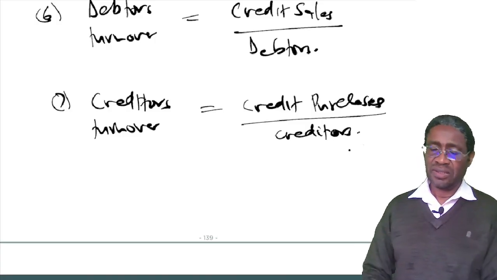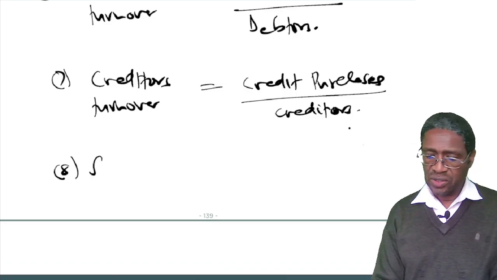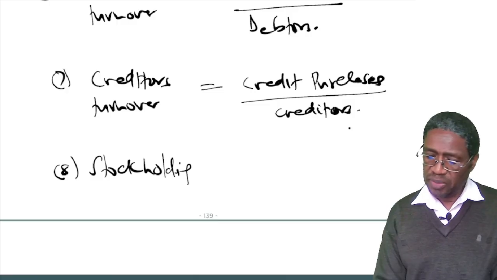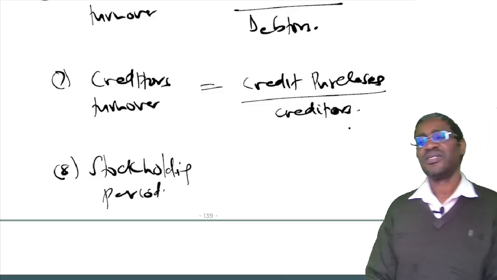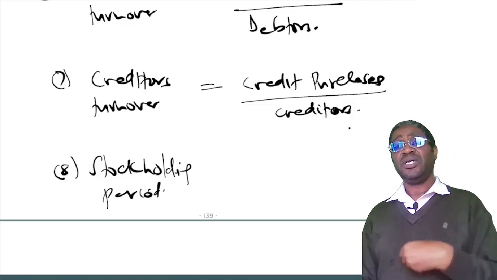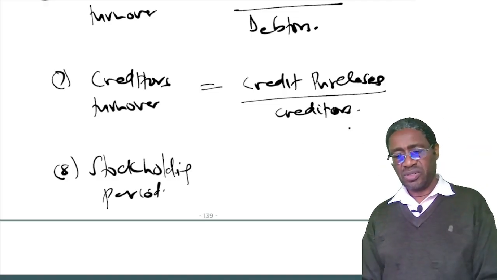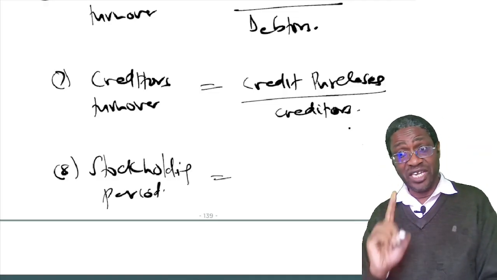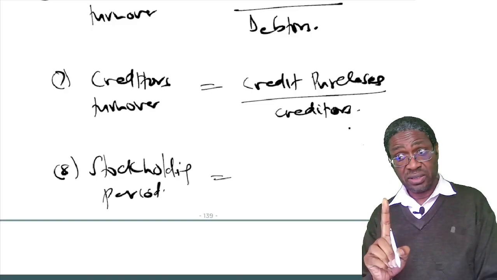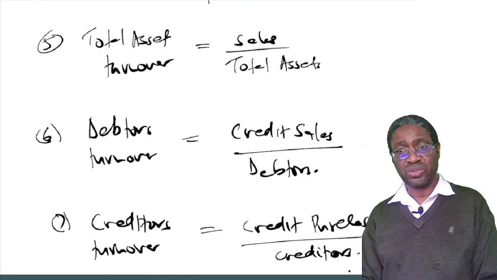Next, number 8, stock holding period. What do you think? Stock holding period, it's related to the debtors collection period. You remember, it was related to the creditors collection period. So the formula now is we are dealing with stock, not debtors.